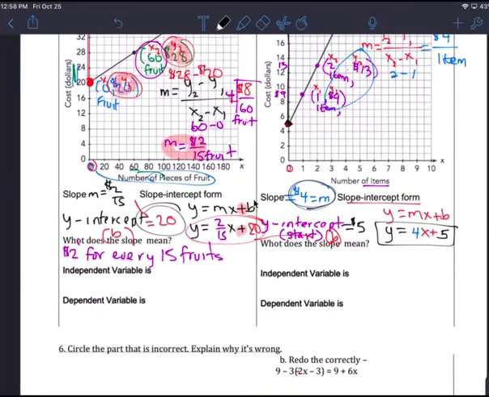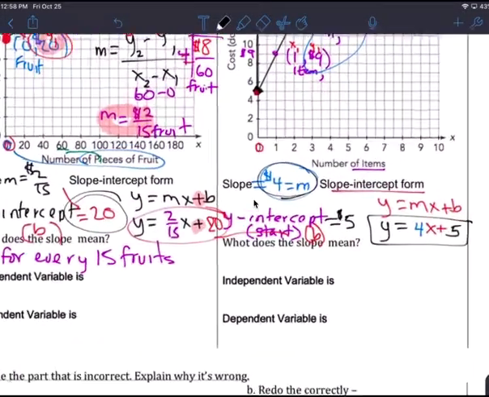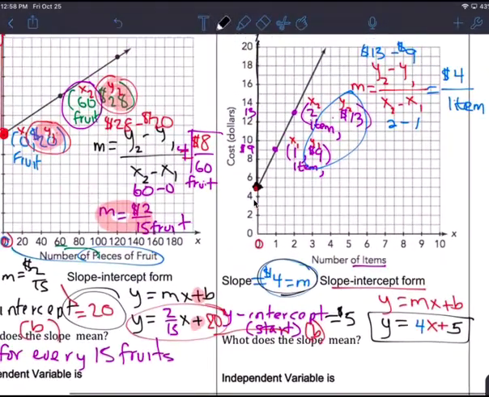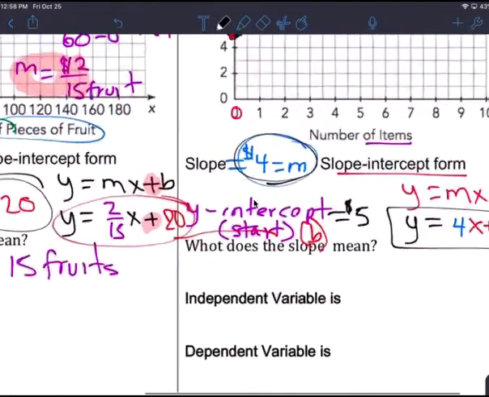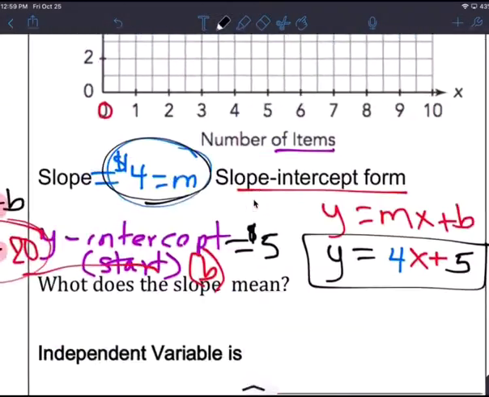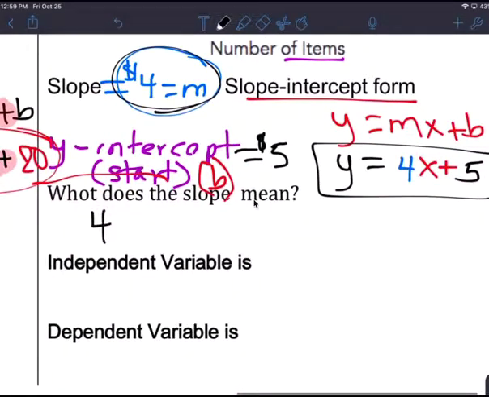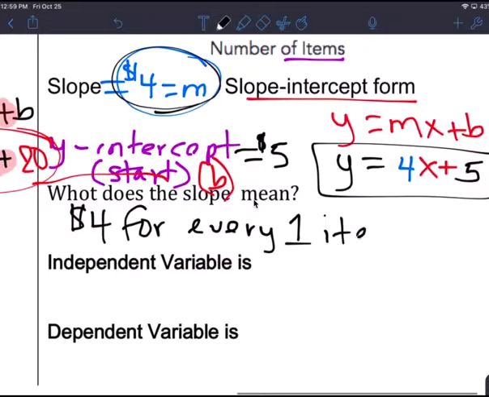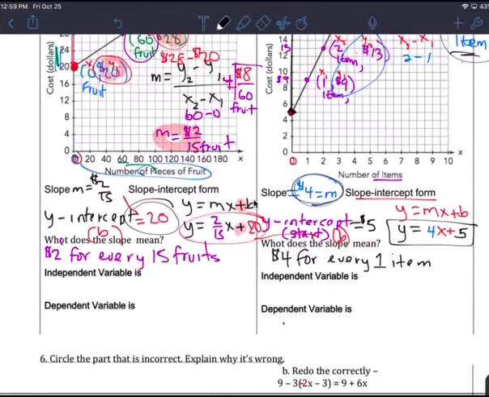What does the slope-intercept mean? I think we did this, right? For what? $4 for every item. Forgot to do this. See how I look back? $4 for every item. It's easy for one item. $4 for every one item. Okay, those are the hardest part.